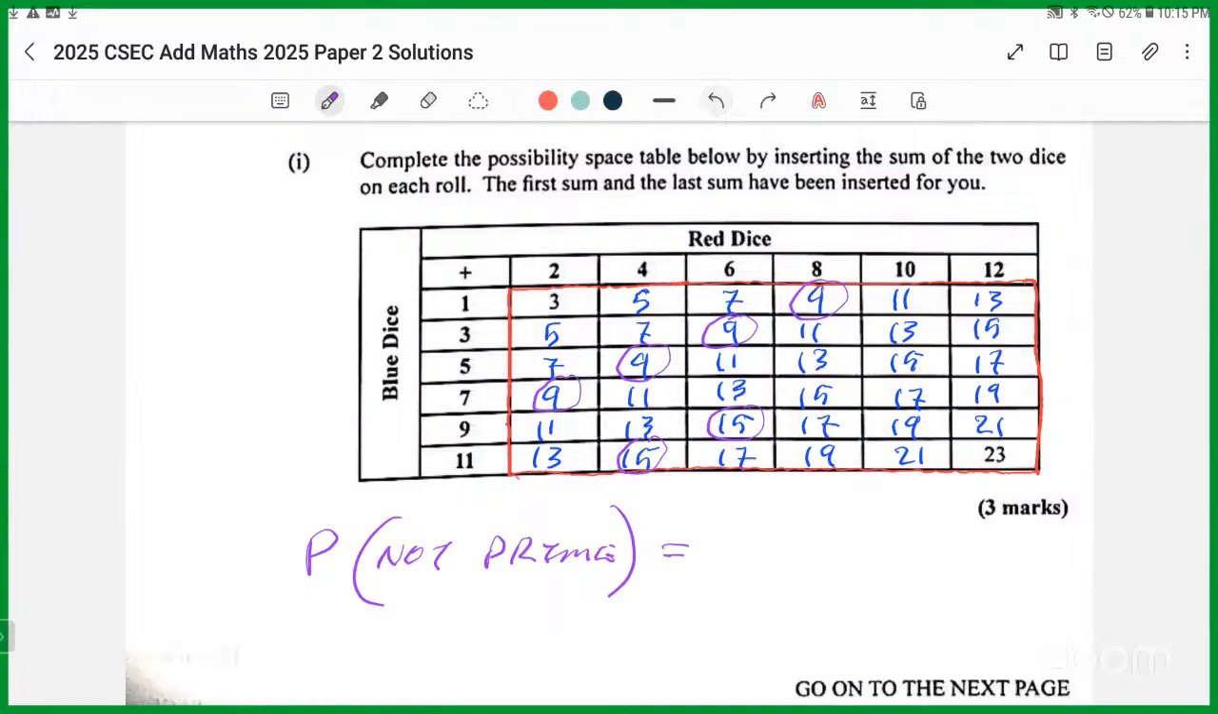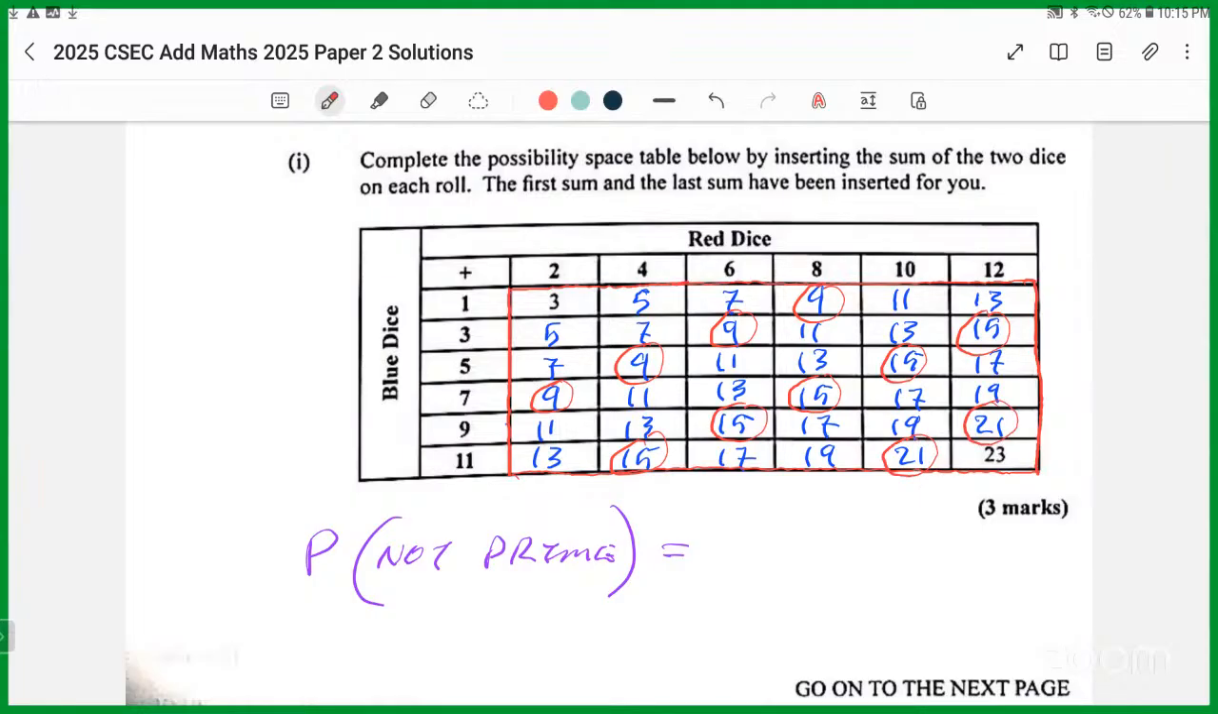This is red. Non-prime. So as I said, non-prime is 9. 15 is not prime. Not prime. 17. 21 is not prime. Those are not prime. How many of them, bro?